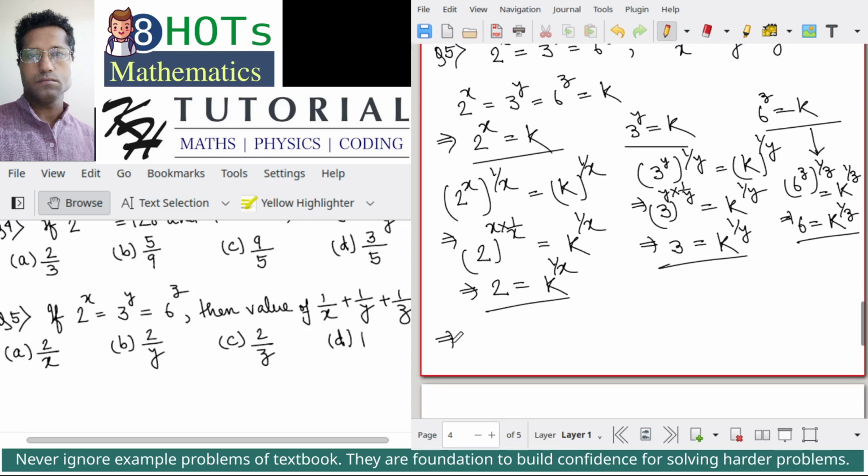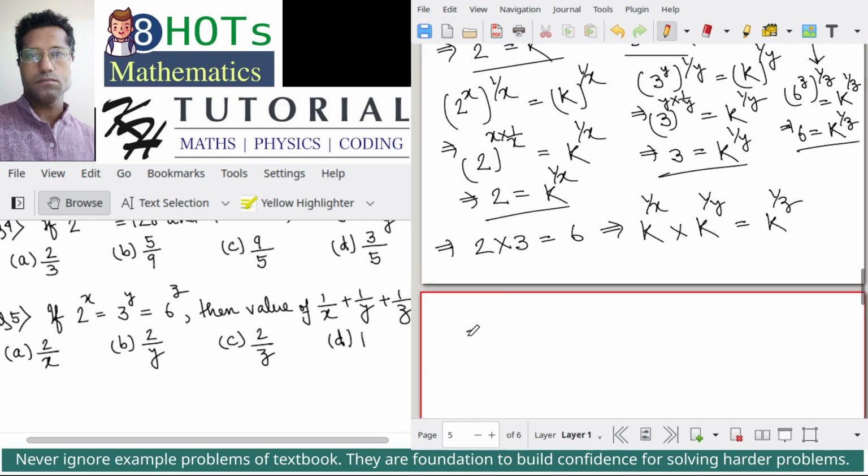Now I know that 2 multiplied by 3 is equal to 6. This implies instead of 2 I will now write k raised to the power 1 by x. Instead of 3 I will write k raised to the power 1 by y, and the 6 I will write as k raised to the power 1 by z. Now on the left hand side we can add up the powers, that is 1 by x and 1 by y. So this will be k raised to the power 1 by x plus 1 by y is equal to k raised to the power 1 by z.